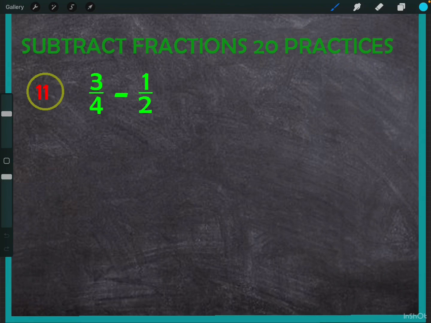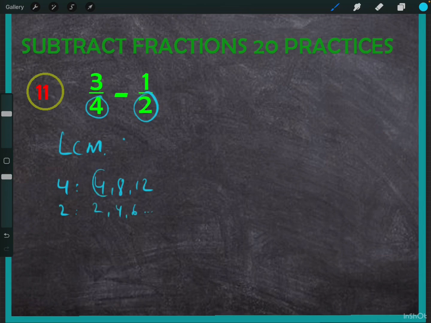Practice number 11. 3 over 4 subtract 1 over 2. These two fractions have different denominators, 4 and 2. So we will go ahead and find the LCM for number 4 and number 2. For number 4, some multiples are 4, 8, 12. For number 2, we have 2, 4, 6, etc. We see that number 4 is the least common multiple of number 4 and number 2, or the LCM is 4.